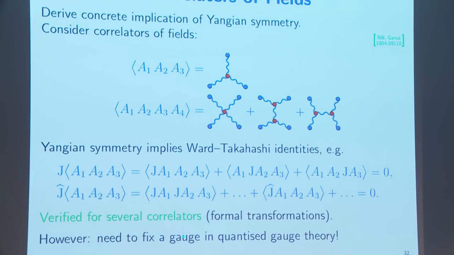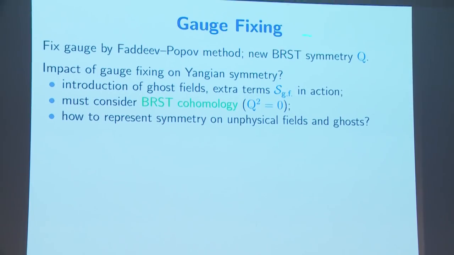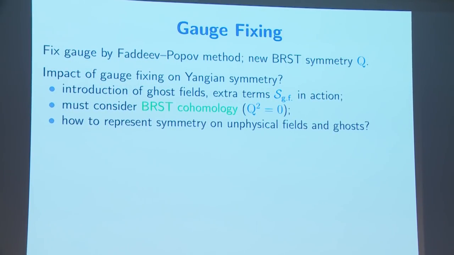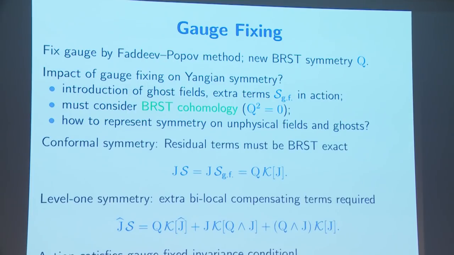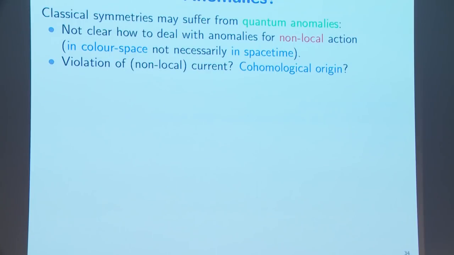The conceptual problem is that once you do compute correlation functions, you need to fix a gauge in a gauge theory. And once you fix a gauge, this fixing of gauge may be in conflict with the symmetries. So we had to look at BRST gauge fixing. And at the end of the day, the structures are much more complicated, but you can still write Ward-type identities and show also that the gauge-fixed action is invariant.